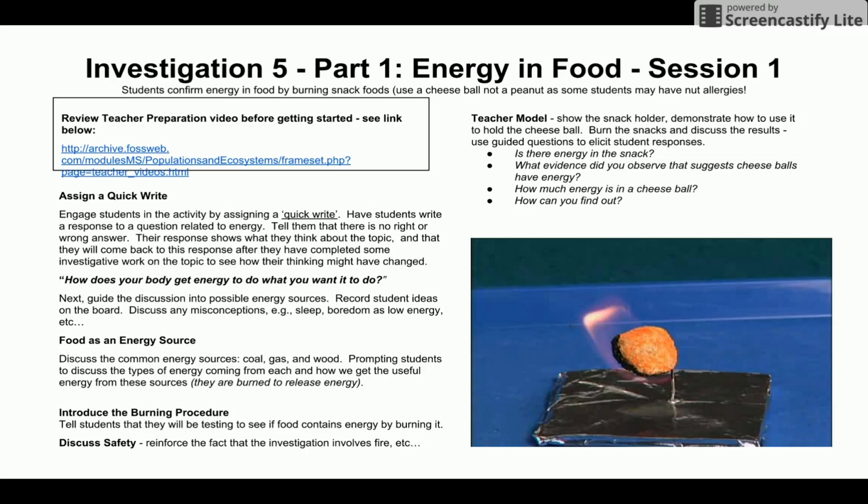Guide the discussion into possible energy sources, focusing on the common sources of energy, prompting students to discuss what type of energy comes from these and how we get the use for energy. Introduce the burning process. Tell students they will be working to confirm energy in food by burning a snack. Discuss the safety issues. Part 1, the act of burning the snack for confirmation will be done by the teacher. Prompt students with these questions to help them to understand whether or not there is energy in food.